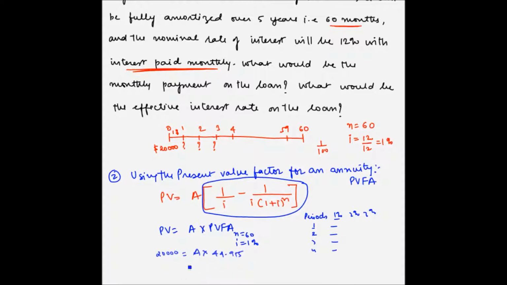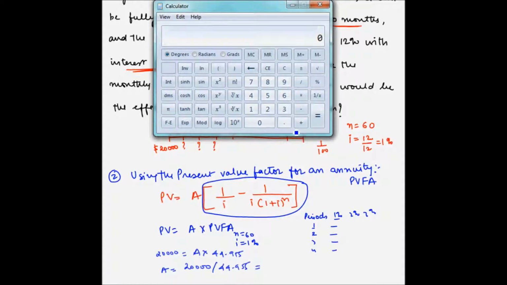44.955. So A is equal to 20,000 divided by 44.955. So this is equal to 444.89. This is the same answer that we got in the previous method.